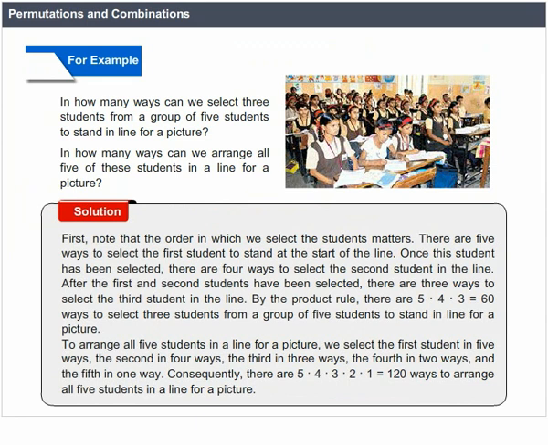To arrange all 5 students in a line for a picture, we select the first student in 5 ways, the second in 4 ways, the third in 3 ways, the fourth in 2 ways, and the fifth in 1 way. Consequently, there are 5 × 4 × 3 × 2 × 1 = 120 ways to arrange all 5 students in a line for a picture.